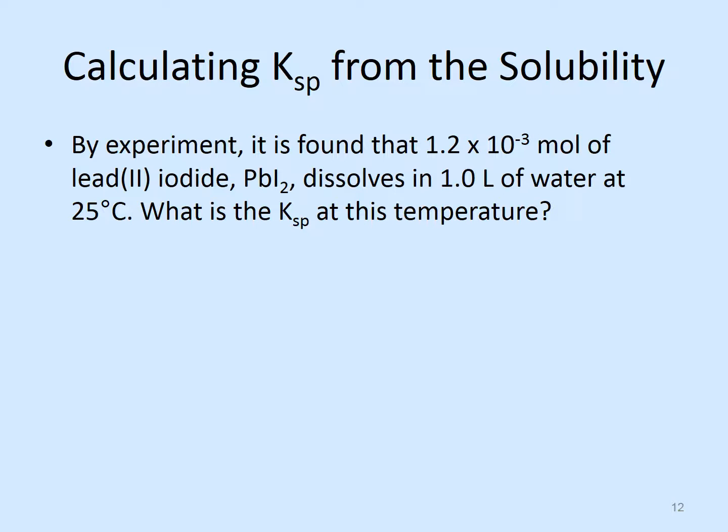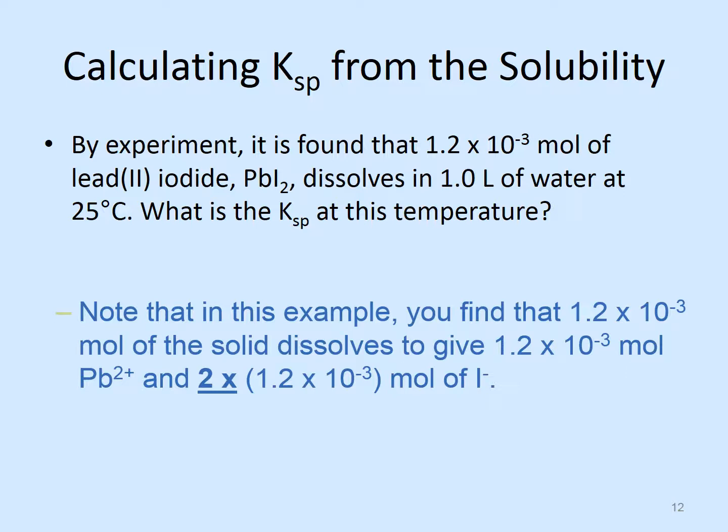Here's another example, just paying attention to coefficients. By experiment, it's found that 1.2 times 10 to the minus 3 moles per liter of lead iodide can dissolve in water. So 1.2 times 10 to the minus 3 moles per 1 liter of water. What is the KSP at this temperature?